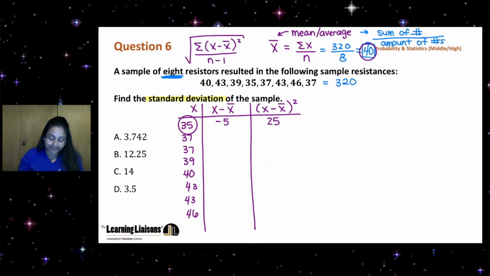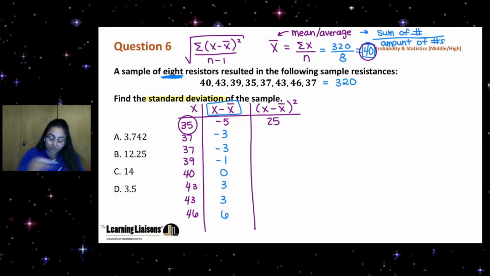35 is done. Now if I did 37, I would do 37 minus 40. So I'm going to just work in my whole box right here. I'm not going to come out of my box. So I'm going to do 37 minus 40, because that's what it says up here, right? 37 minus 40 to get negative 3. Then 37 minus 40 again is negative 3. 39 minus 40 is negative 1. 40 minus 40 is 0. 43 minus 40 is a positive 3. 43 again minus 40 is a positive 3. And 46 minus 40 is a 6. Is anybody lost? Because if so, I can take my time and write all of these out individually so you can see them. Hopefully you can see them.